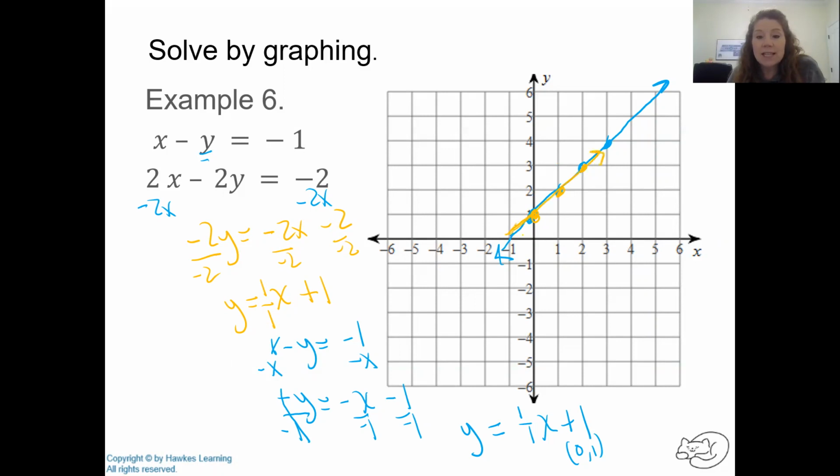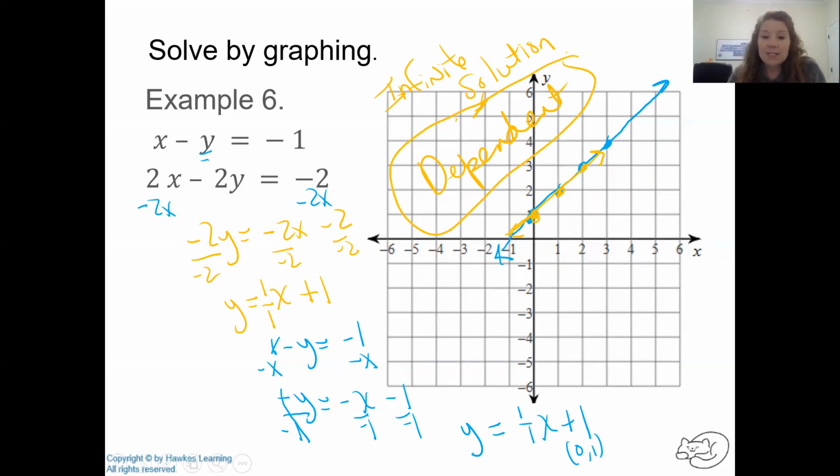So it's two lines that lie on top of each other, which makes them have an infinite number of solutions. Infinite solutions. And what word goes with that? Dependent. They're the same line. The lines are dependent.